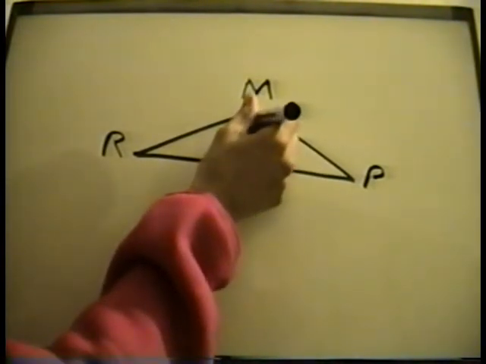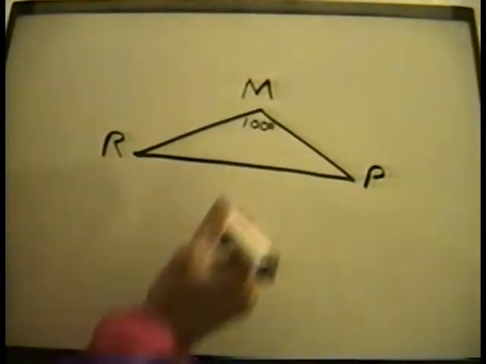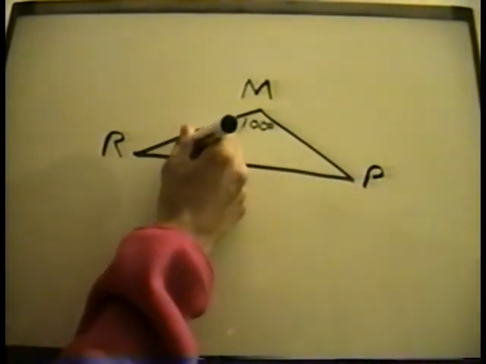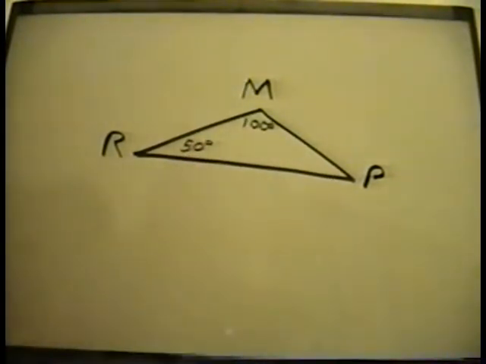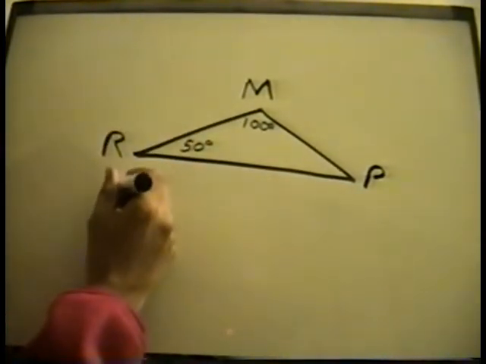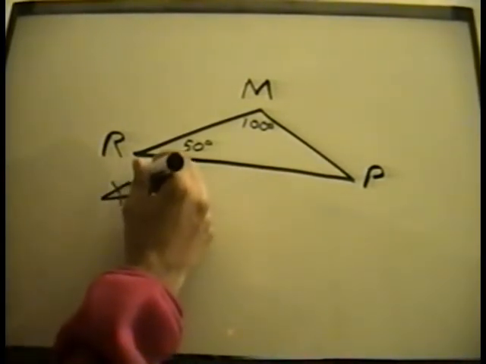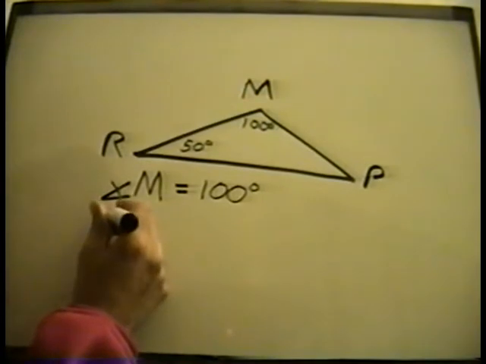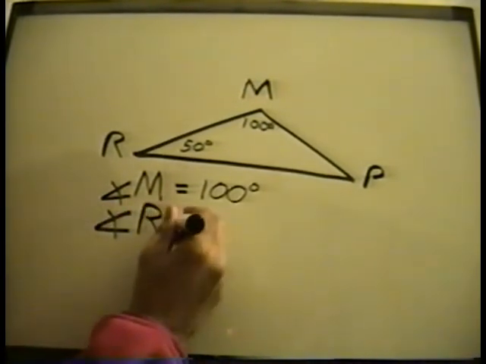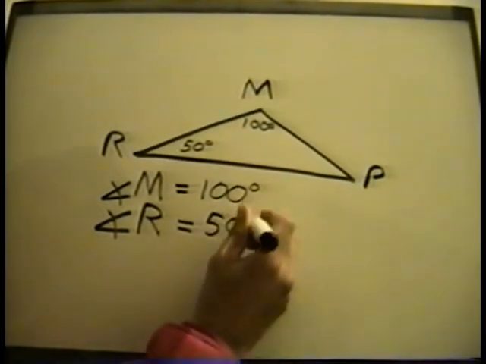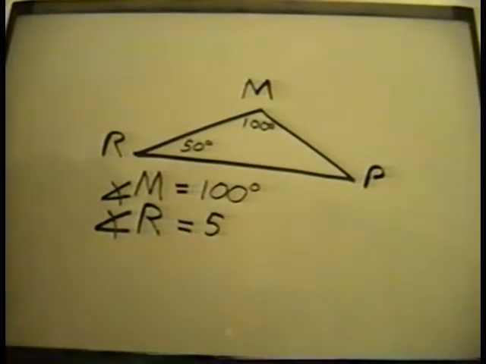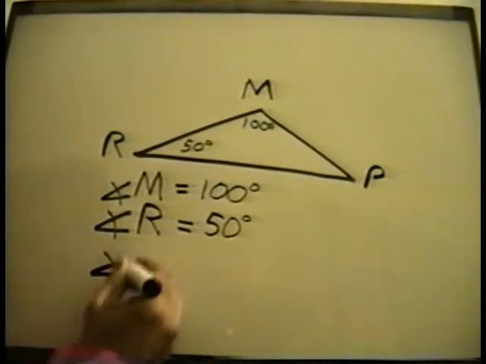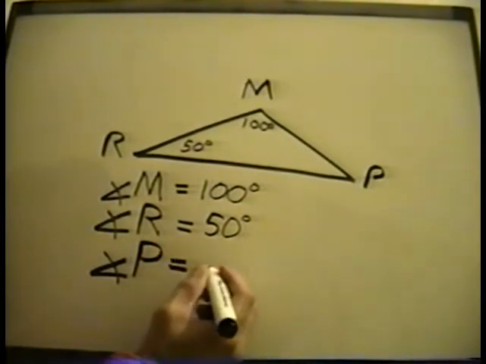Okay, so here, we'll say angle M is 100 degrees. Angle R is 50 degrees. Okay, so we know angle M is 100 degrees and angle R is 50 degrees. So we want to know what is the measure of angle P.